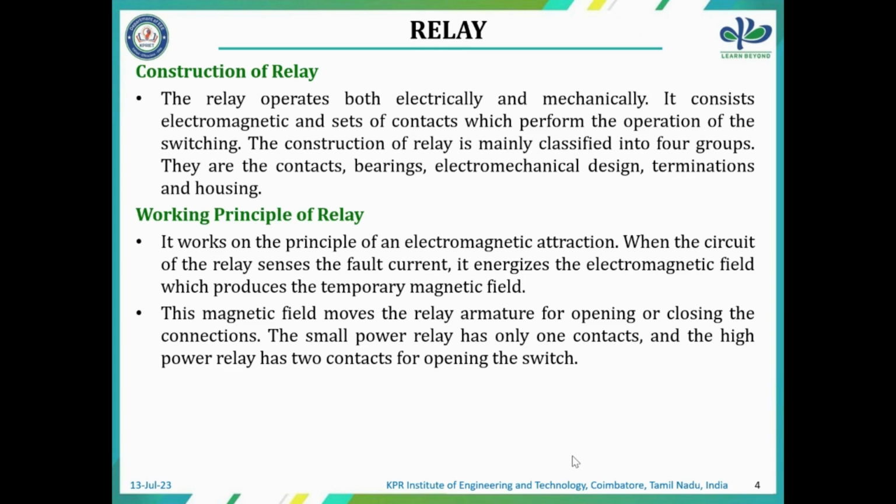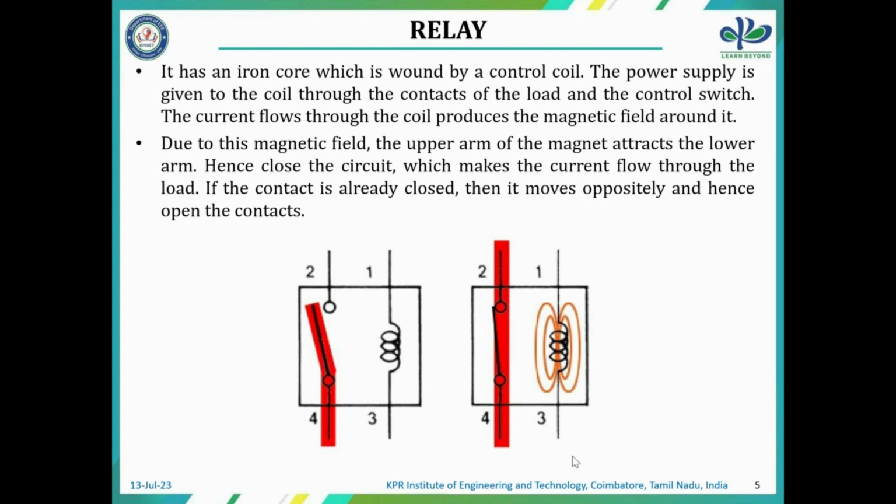So this magnetic field moves the relay armature for opening or closing of the connections. A small power relay has only one contact, and a high power relay has more than two contacts for opening the switches. We may have seen a number of coils connecting, opening and closing. We saw in the last slide the opening and closing of the contacts when the coil energizes nearby, then it may close or open the circuit. That is what we have seen.